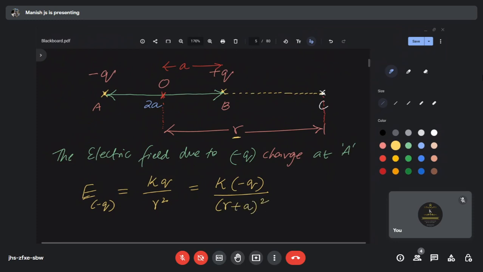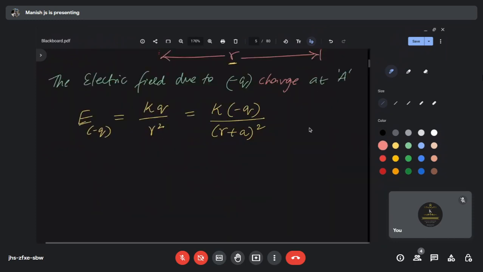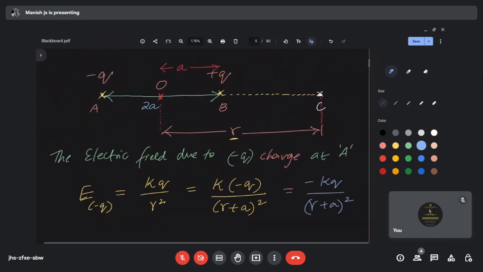Are you getting it? So this is how we express. And then you simplify it. Plus into minus will give you overall minus charge, minus sign. So the answer would be minus Kq by R plus A the whole square. So this is the first equation.